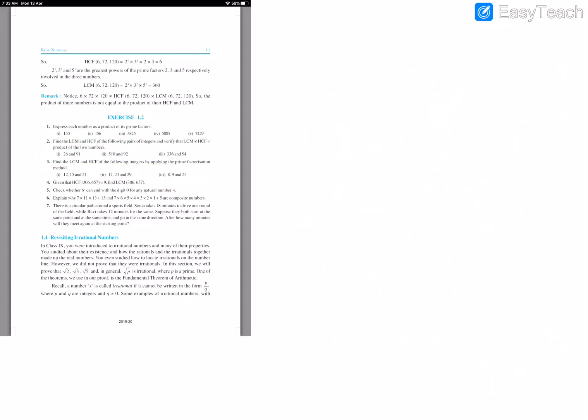Now coming to the next question, HCF is given and both the numbers are given. They are asking you to find LCM. We have discussed this formula: HCF into LCM is equal to A into B. A is 306, B is 657 and HCF is 9. You have to find just the LCM.